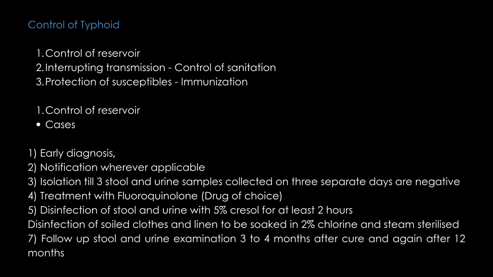So now let us talk about the control of typhoid. There are three main steps. The first is control of reservoir, second is interrupting transmission, third is protection of the susceptibles. So for cases, early diagnosis is very important. Once the case is detected, it should be notified whenever it is required by the law. The patient needs to be isolated until 3 stool and urine samples taken on different days all come back negative.